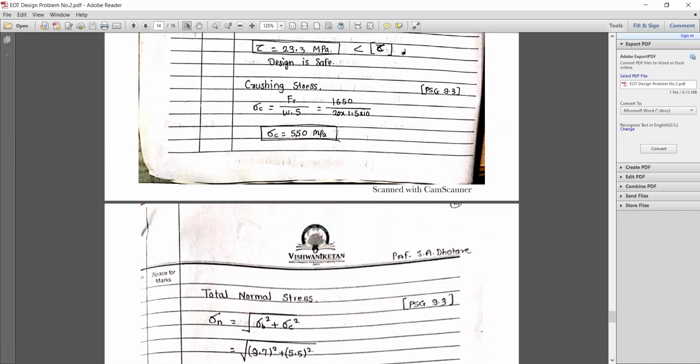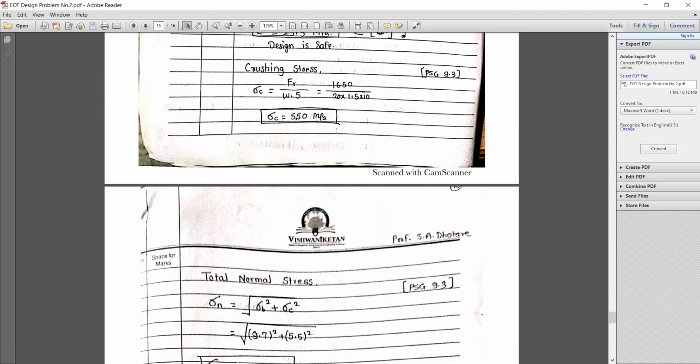Now next one, checking for the crushing stresses. As it is continuously in contact, or higher stresses are there, there is a possibility of crushing. Referring to page number 9.3, for crushing stress, sigma c is equal to Fr divided by w times s, where s is the pitch. So putting all the values, sigma c is equal to 5.5 megapascal. So again the induced stress is less than the design stress.